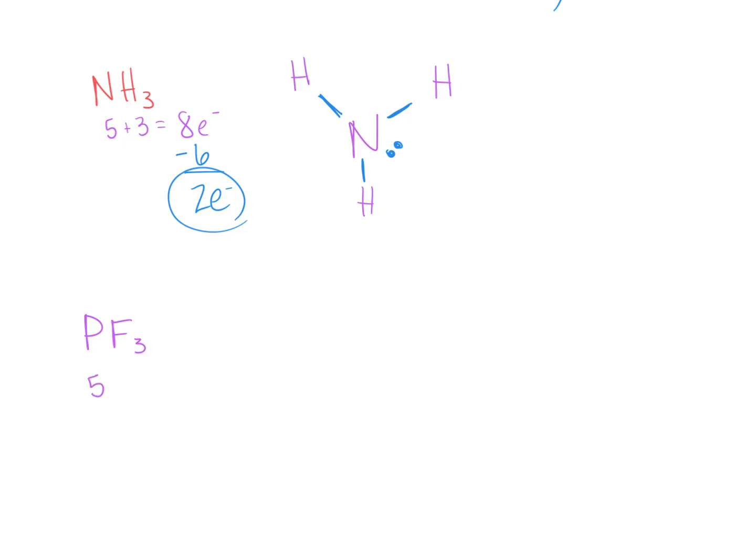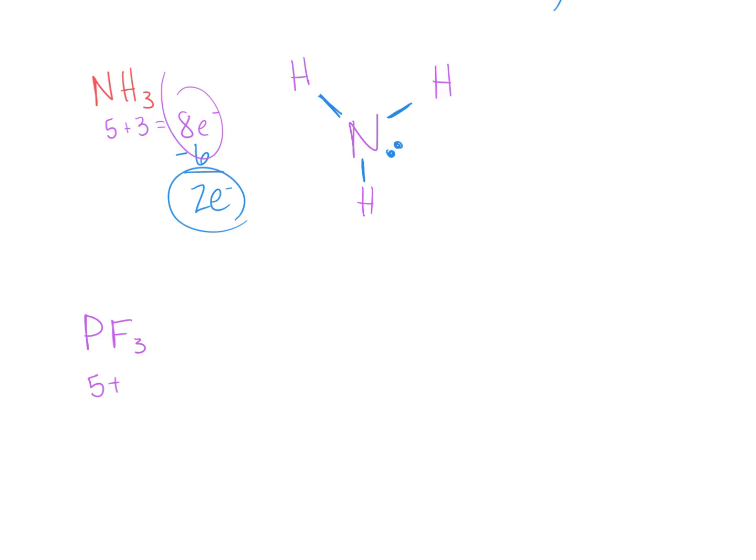5. Because it's in group 5, so we just count: 1, 2, 3, 4, 5. That's how we know. Does it always equal 8? Good question. No, it won't always equal 8. This number of electrons should always be even. That's a very good clue for us. It should always be even, but it won't always be 8 or even a multiple of 8.